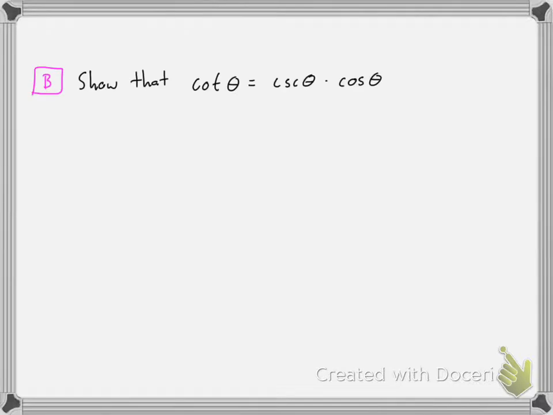In example B, we're going to do this in a different way. Here, I want to show that the cotangent of theta is equal to the cosecant of theta times the cosine of theta. So again, I want to keep rewriting my left and right side until I can get them to match up. Whenever I see tangent or cotangent or cosecant, I'm going to try to write these in terms of sine and cosine. So first, I'm going to write cotangent of theta as cosine over sine. Cosecant matches up with sine, so I'm going to rewrite this as 1 over sine theta times cosine of theta.